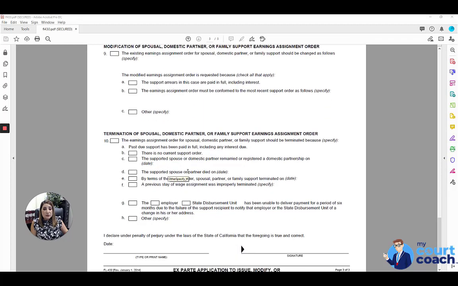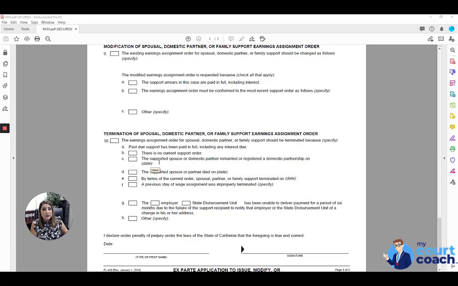If you are seeking to terminate a spousal support garnishment, then you want to mark box 10 and again include the reason why. A already is saying that past due support has been paid in full, so we are left with B, there is no current support order. Maybe you had an order that the support was supposed to terminate as of a certain date and that date has been met. 10C, the supported spouse has remarried or registered a domestic partnership on such and such date, include that date.